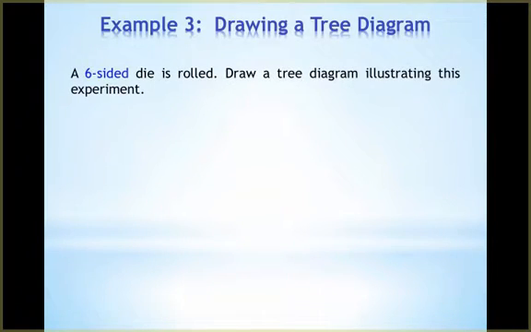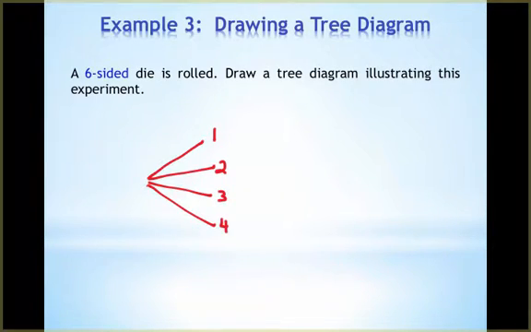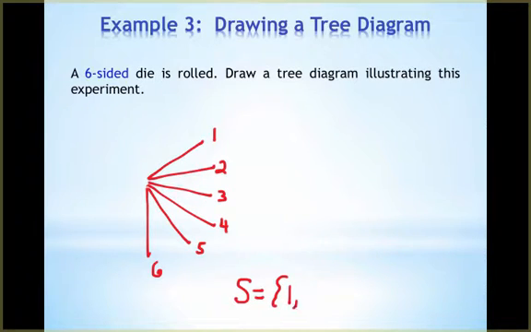Now let's look at a 6-sided die, and we're going to roll it and look at all the possible outcomes. Well, in a 6-sided die, there are 6 outcomes. So we could roll a 1 or a 2, 3, 4, 5, or 6. So there would be 6 different outcomes, and then we would say that our sample space would just be the numbers 1 through 6.